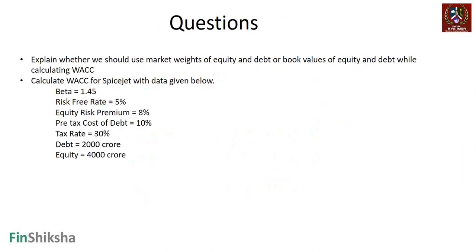As we come to the end of this particular unit and this particular video, a couple of questions. Explain whether we should use market weights of equity or debt or book values of equity and debt while calculating WACC and why. And calculate the weighted average cost of capital for SpiceJet given this data. Beta of 1.45, risk-free rate of 5%, equity risk premium 8%, pre-tax cost of debt 10%, tax rate 30%, debt and equity of 2,000 and 4,000 crore respectively.